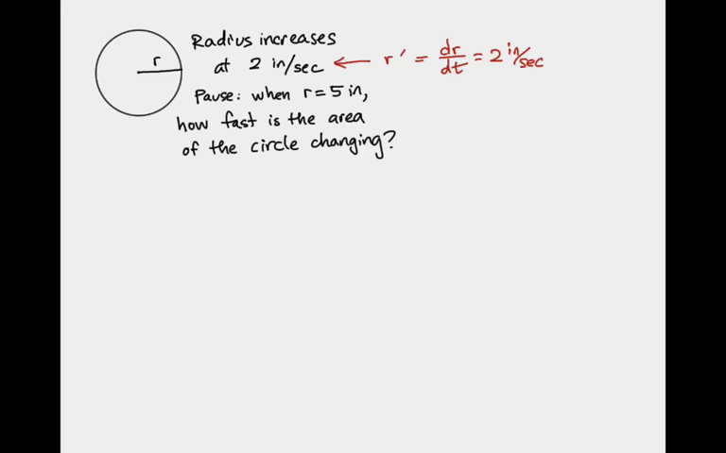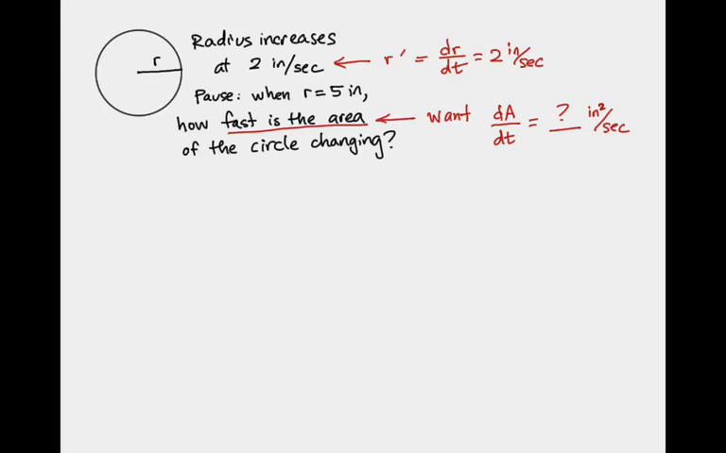What I'm looking for is how fast the area of the circle is changing. We're going to think of that also as a rate of change, again a speedometer attached to the area. How fast is it changing? So we want to know dA/dt. This is going to be measured in units of area, square inches per second. We don't know what that is; that's what we're trying to solve.